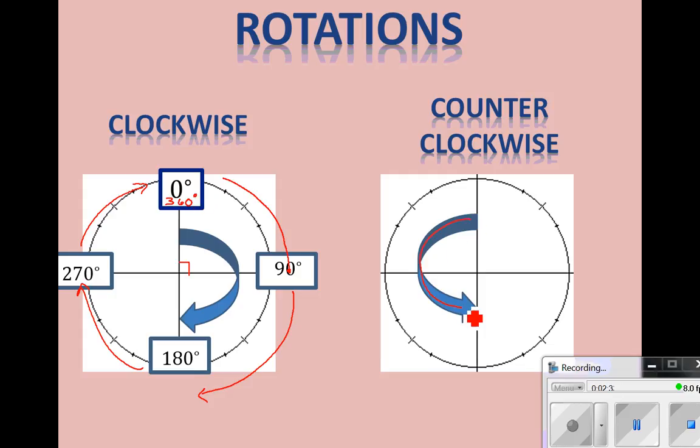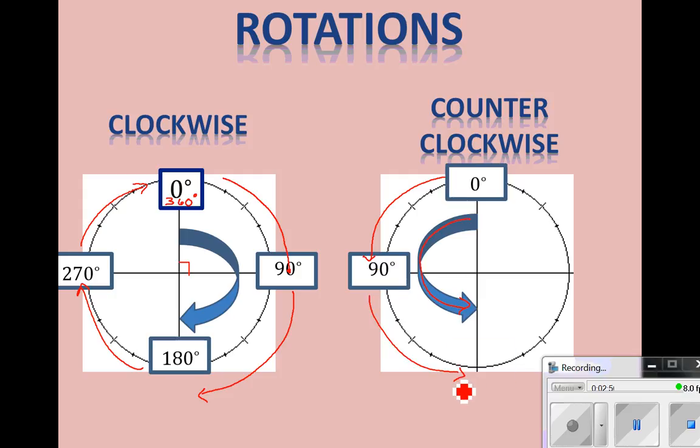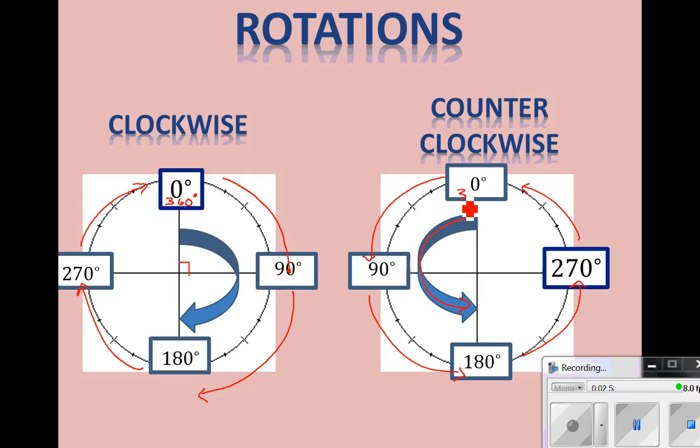Now let's see how that relates to the counterclockwise circle, because now we're going the other way. If we go the other way, we're always going to start at 0 from our starting point. That's 0 degrees. Now we're going this way. If I go 1 quadrant, I've gone 90 degrees. If I go 2, I've gone 180 degrees. If I go 3, 270 degrees. And finally, all the way around would be 360 degrees.